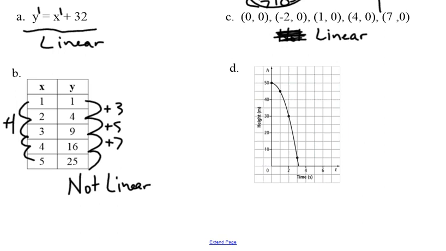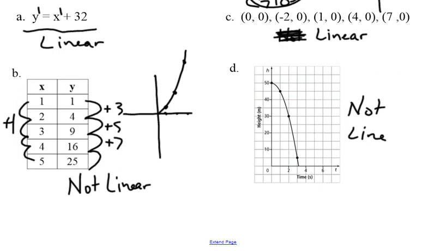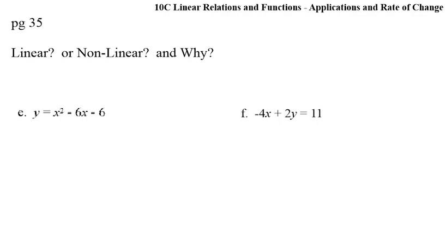And we could see if we graphed it quickly. Again, if we took a quick look at the graph, 1, 1 would be there. 2, 4 would be a little higher. 3, 9 would be higher. We can see that's definitely not linear, which takes us to D. There's the graph. It's not linear, so no brainer, not linear in that case, using the rules and the knowledge.